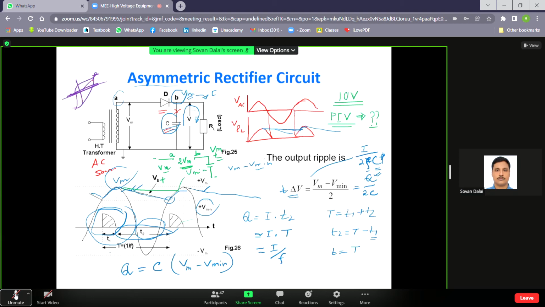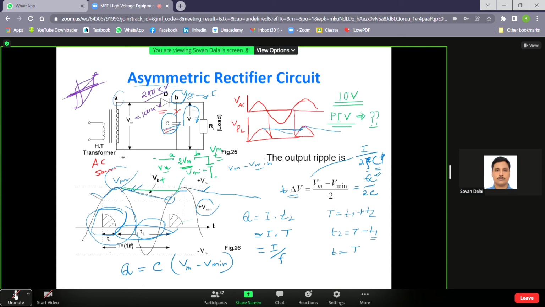You can design a prototype for experimental purpose, but the commercial design of this asymmetric half wave rectification circuit is not commercially accepted. And mind that here the diode is designed, say if this VM is 100 kV, so the diode should be designed for 200 kilovolt.